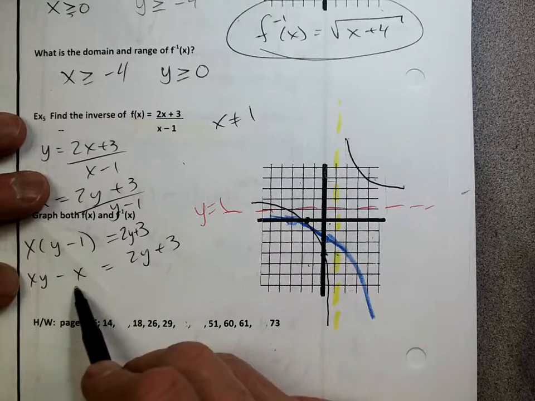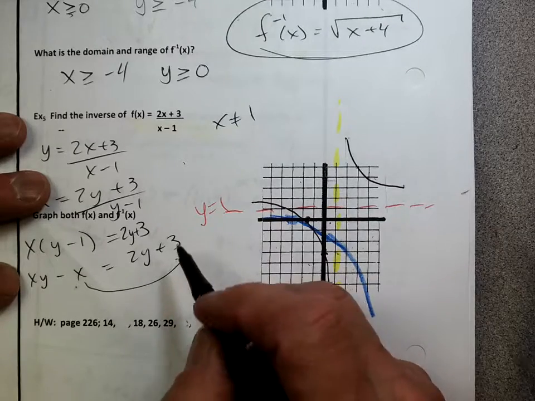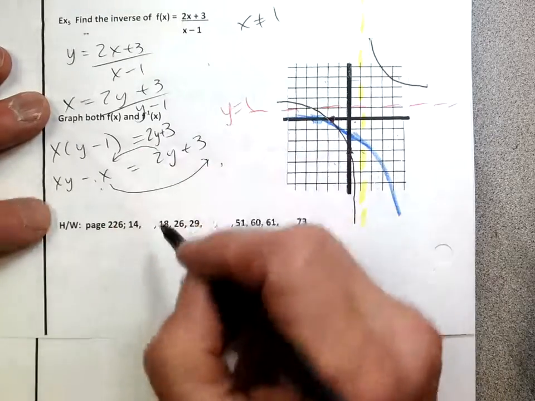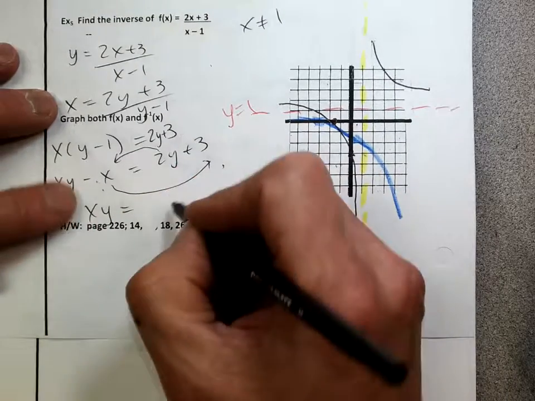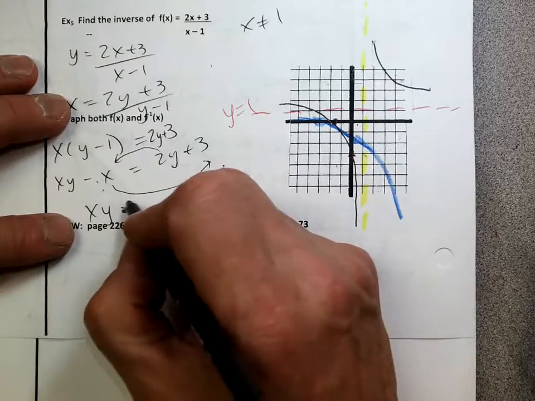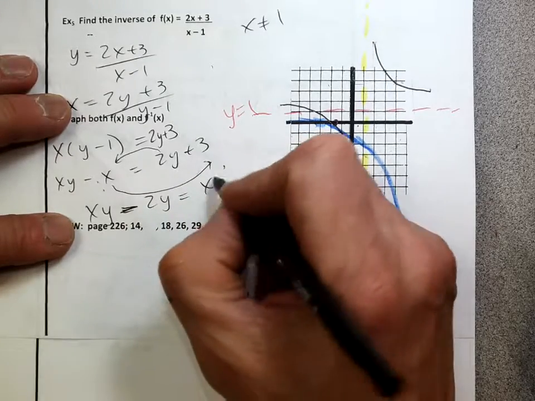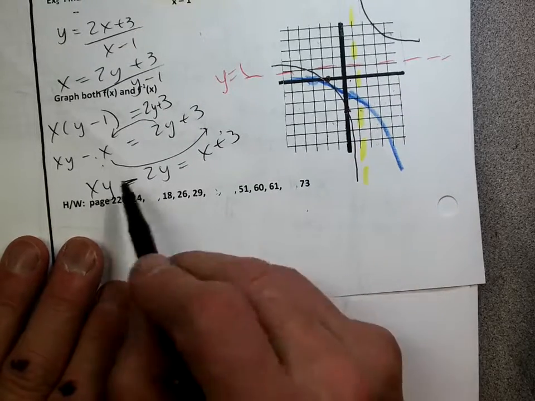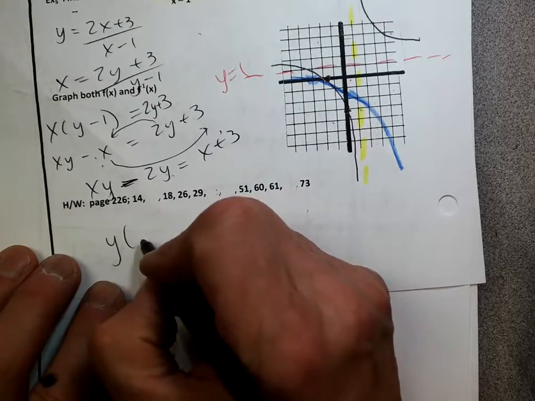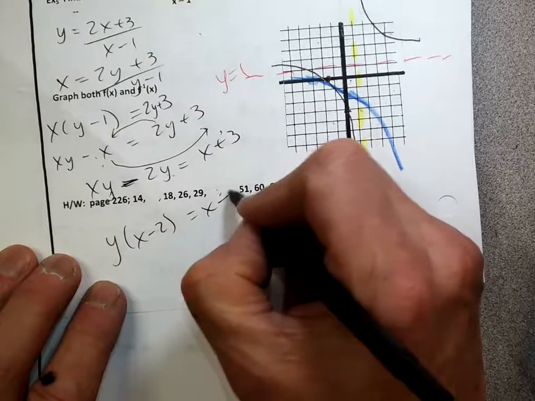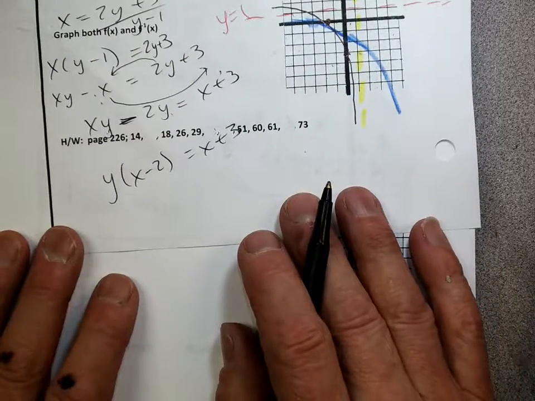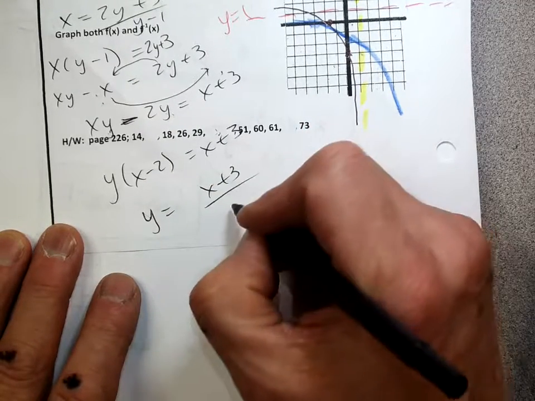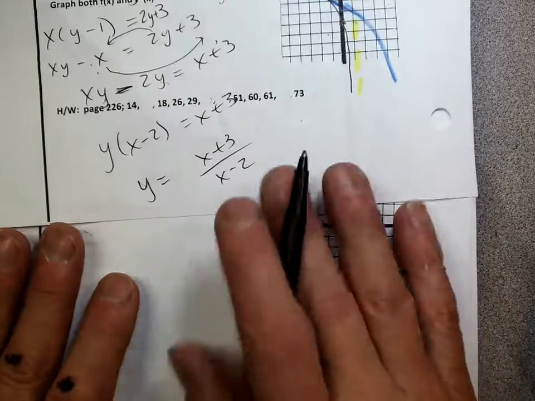Bring over the x. I won't have you do this unless it's an extra credit problem, but I'm going to do it with you. Bring over the x. Bring over the 2y. I'll have xy minus 2y equals x plus 3. Almost there, honest. Factor a common factor out of y: y times (x minus 2) equals x plus 3. Divide: y equals (x plus 3) over (x minus 2). That is its inverse equation.